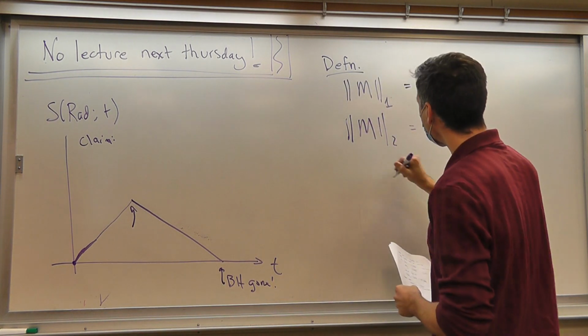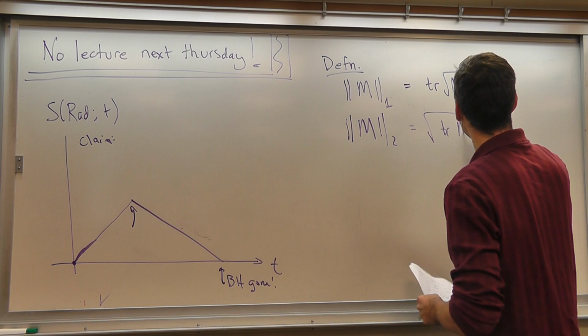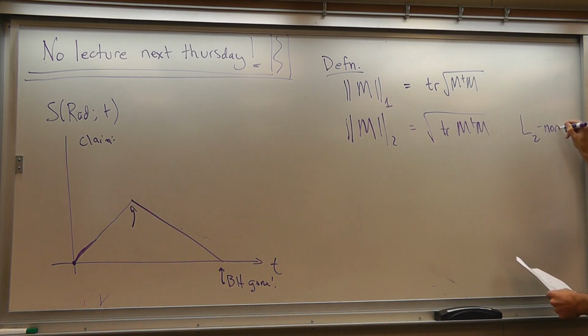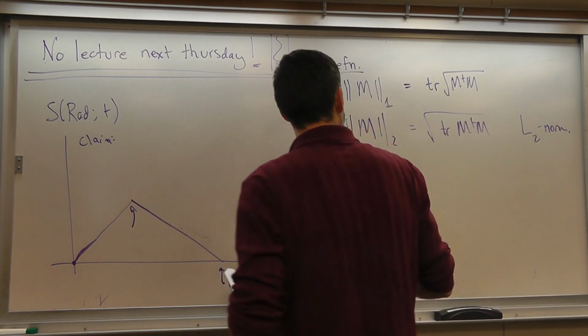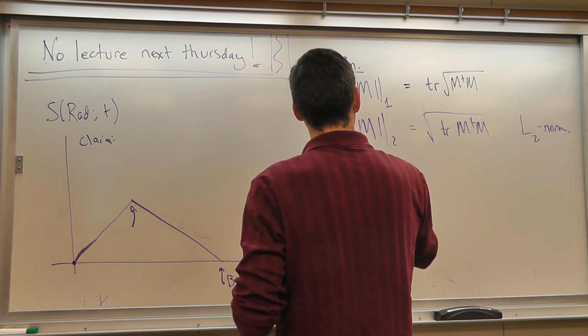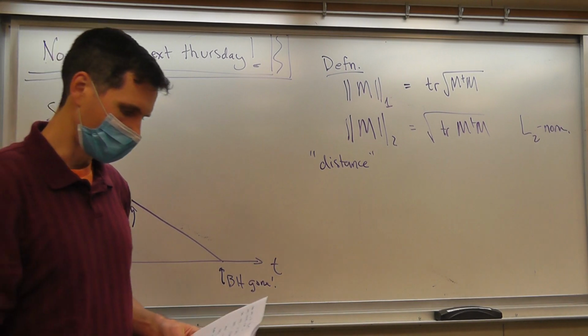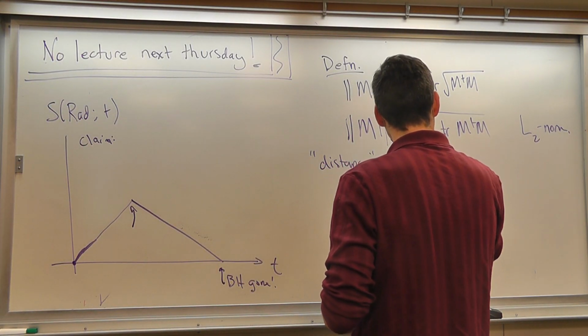The 2 norm, M2, is the square root of trace M dagger M. It's called the L2 norm. And we can use these to measure distance between density matrices. So the distance is like rho minus sigma.